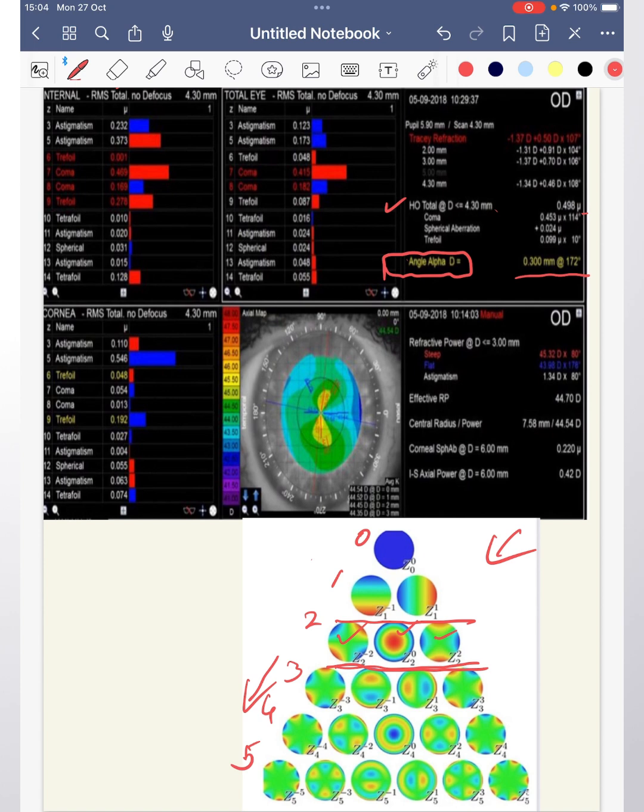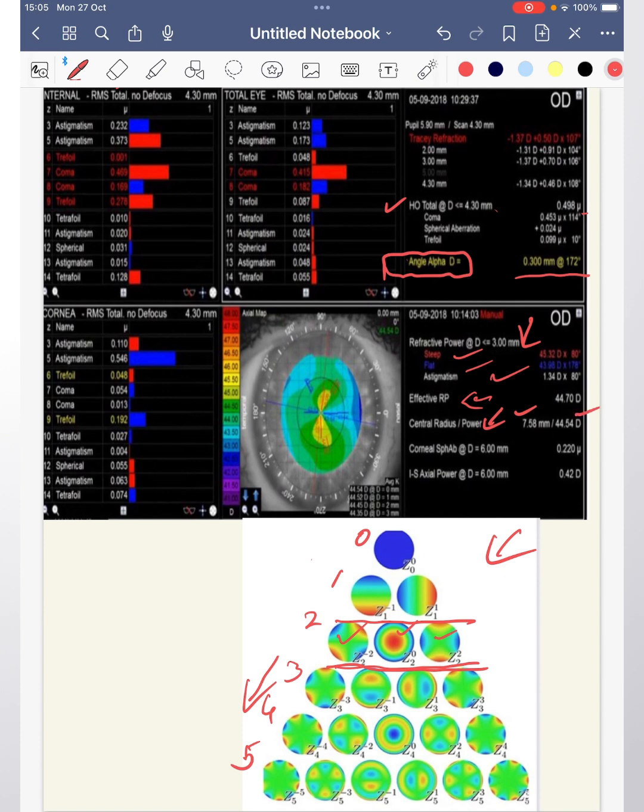And at the bottom over here, you will see the steep and the flat meridians and the astigmatism value. But what is the effective RP? Effective RP is the effective real power of the cornea. And below it, you find the central radius and power. That is, you get the radius of curvature values as well as the converted power values.